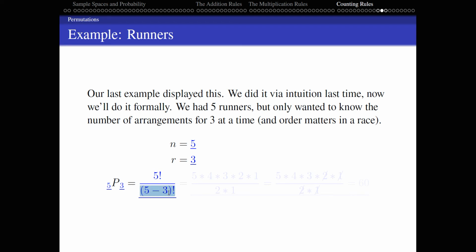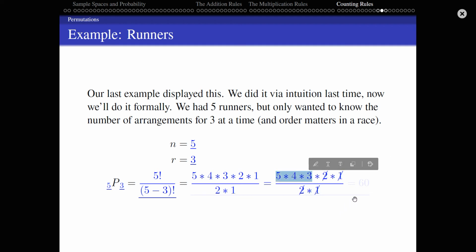Recall that I do the 5 minus 3 very first thing, so I'm left with 5 times 4 times 3 times 2 times 1 divided by 2 times 1. This is 5 factorial divided by 2 factorial. Now what you'll notice in every permutations problem is some of the top is going to cancel with some of the bottom. So the 2 times 1 in the bottom cancels with the 2 times 1 in the top. And that just leaves me with 5 times 4 times 3 on the top, which is what we came up with earlier.